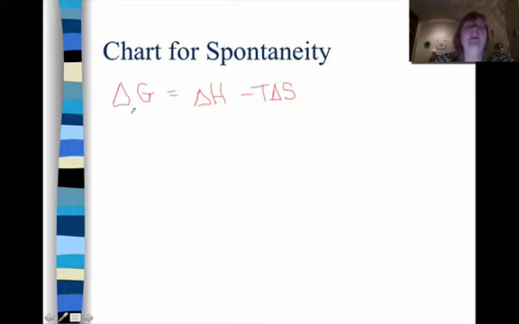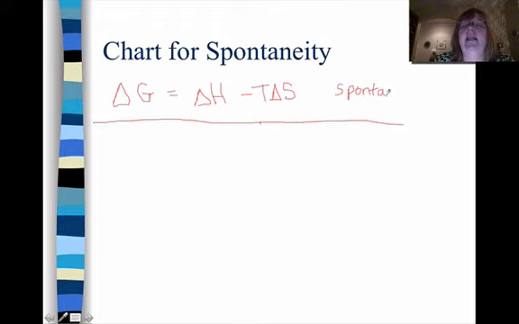All right, remember, if delta G is negative, it is spontaneous. So it's going to depend on the signs of delta H and of delta S. Temperature in Kelvin is always positive. All right, so here's what we're going to do. We're going to assign different signs to delta H and to delta S.